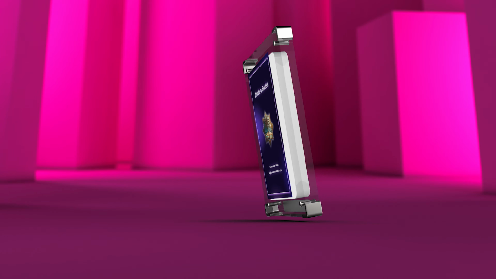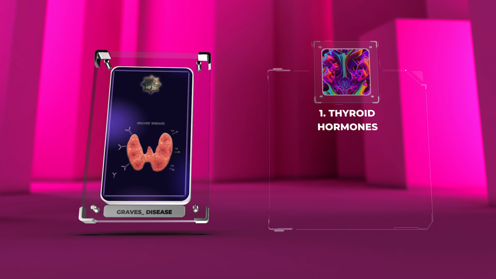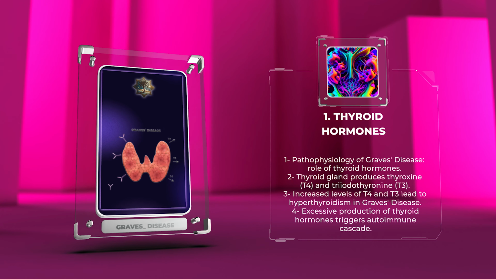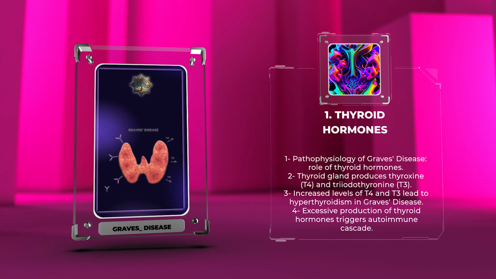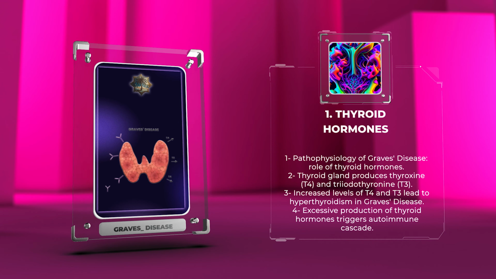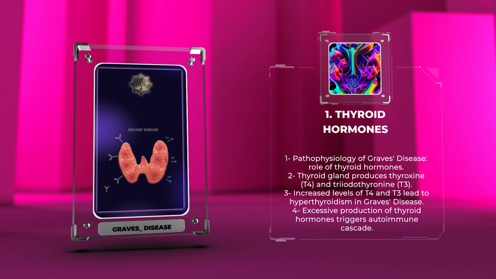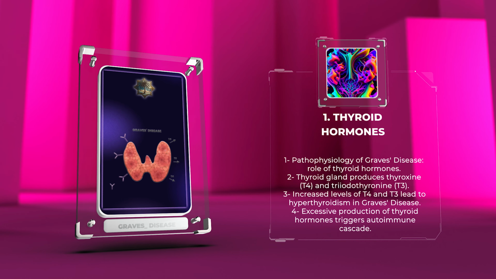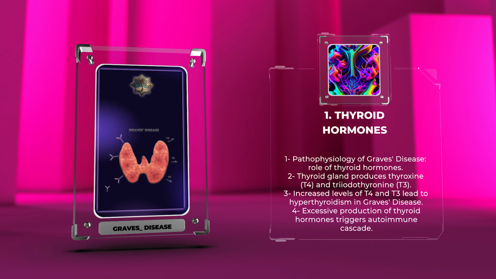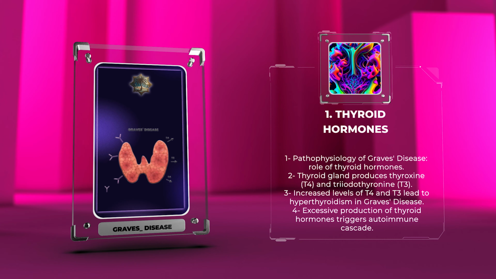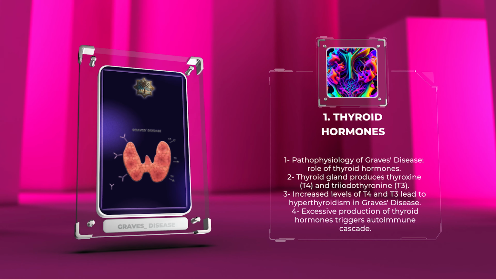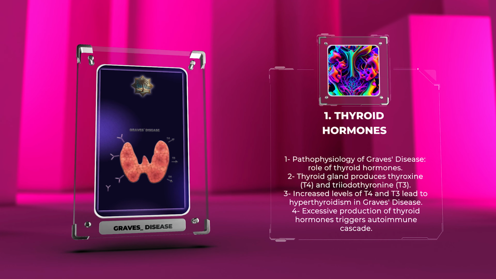To comprehend the pathophysiology of Graves' disease, it is essential to understand the role of thyroid hormones. The thyroid gland produces two primary hormones, thyroxine, T4, and triiodothyronine, T3. These hormones play a critical role in regulating the body's metabolism, growth, and development. Increased levels of T4 and T3 lead to a state of hyperthyroidism, which is characteristic of Graves' disease. The excessive production of thyroid hormones sets the stage for the autoimmune cascade that characterizes this disorder.